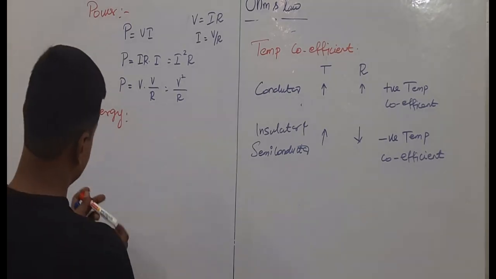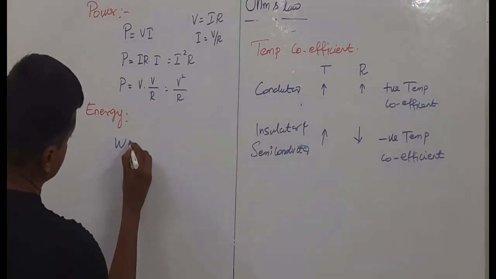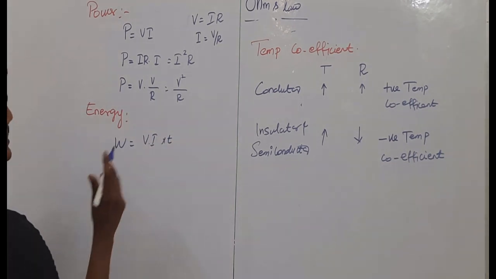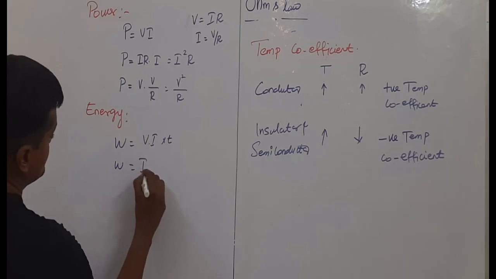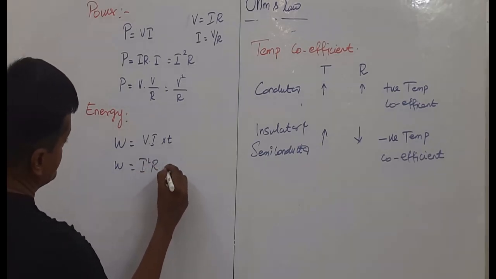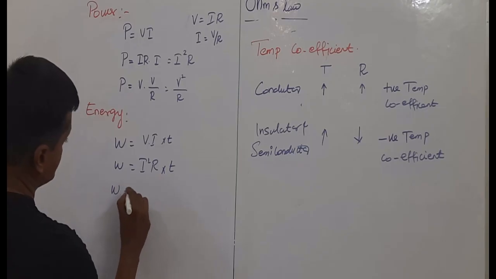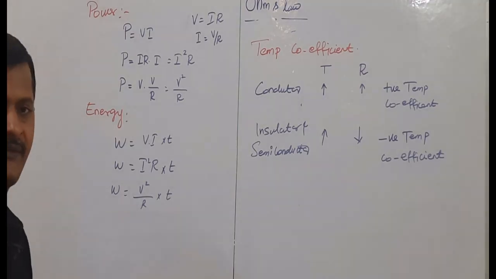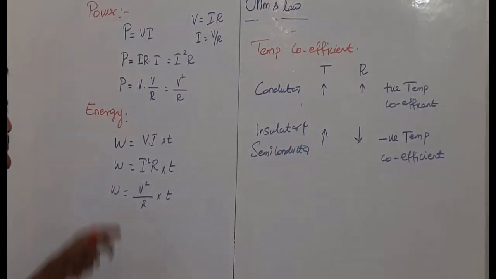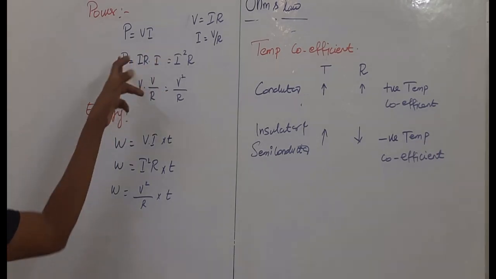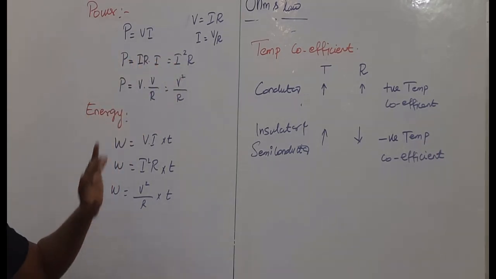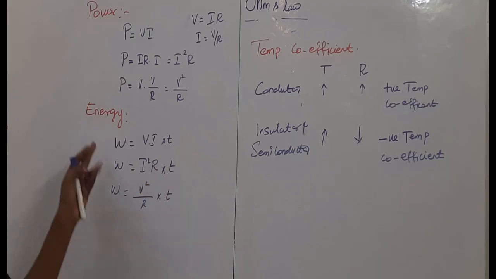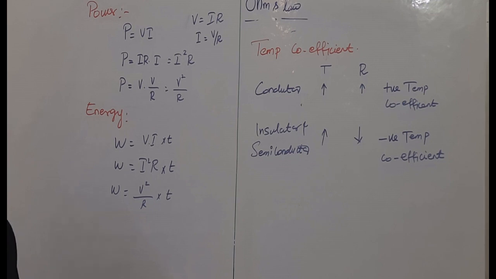Next one is energy. Energy, W, is equal to V into I into T, with respect to time. In the same way, W equals I squared R into time, and also W equals V squared by R into T. That is the equation to find the energy across a resistor. Sometimes if only current is given, with current and resistance we can find the power, and if only voltage is given, with voltage and resistance you can find the power, the same way as energy, right?